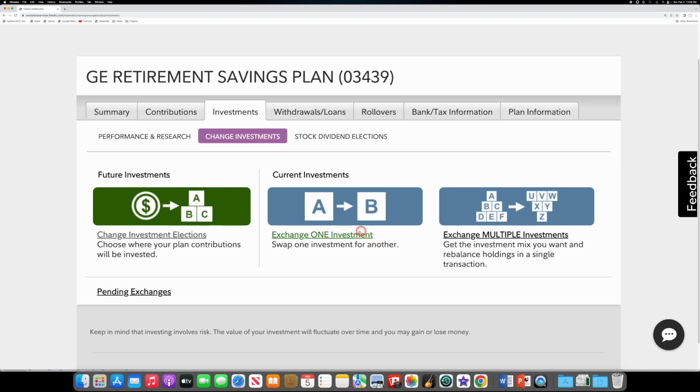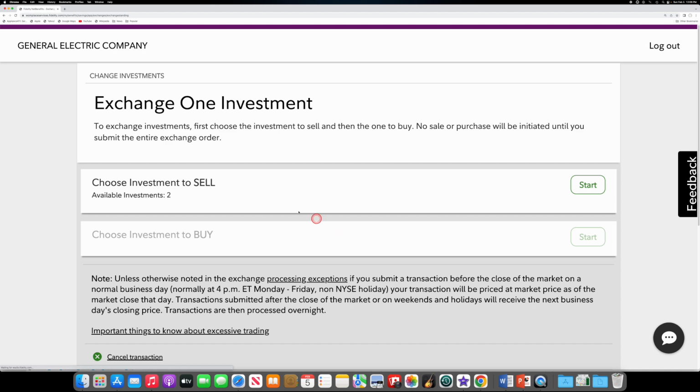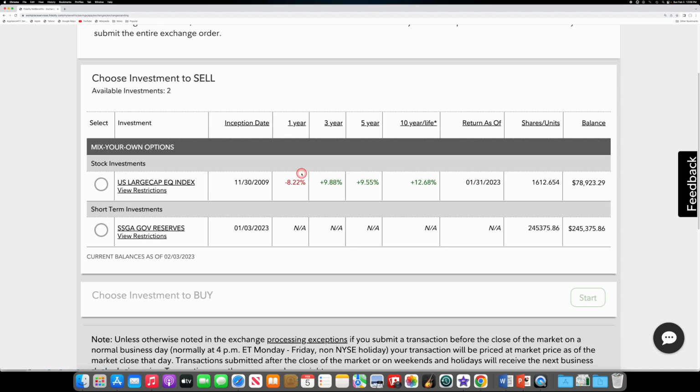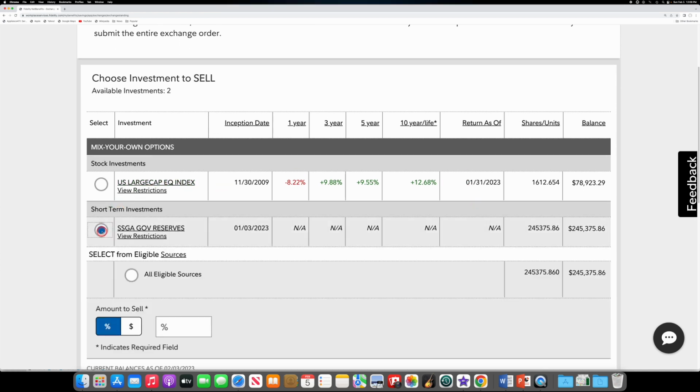So that means I'm going to be going back here at least four times, doing the same clicks you're going to see to get everything where I wanted to go. Change one investment. Choose investments to sell. Click on start. I want to sell SSGA Government Reserve.